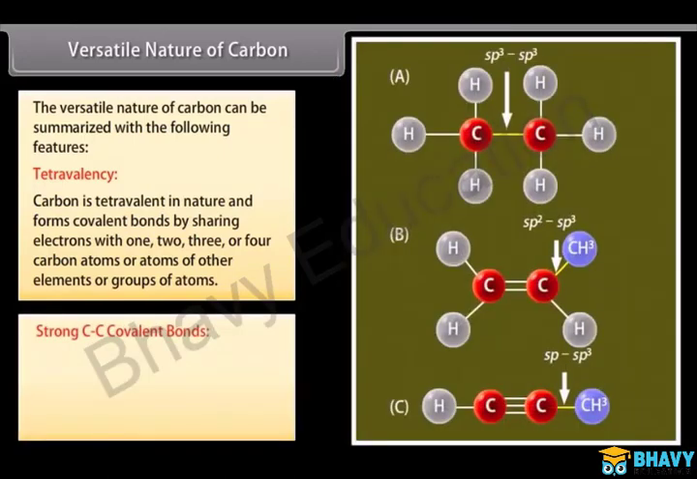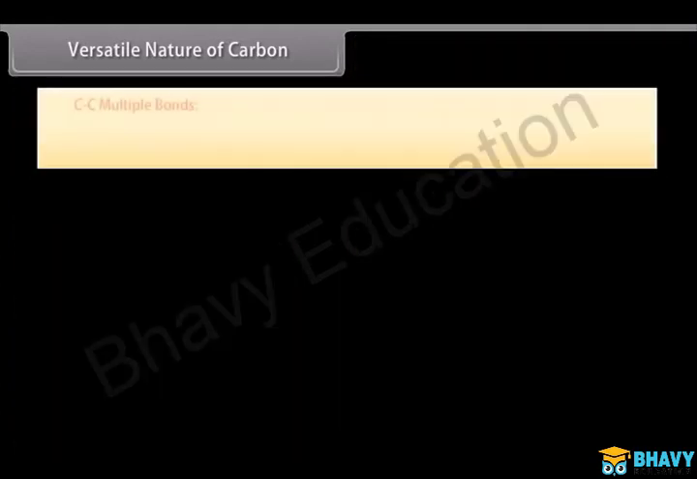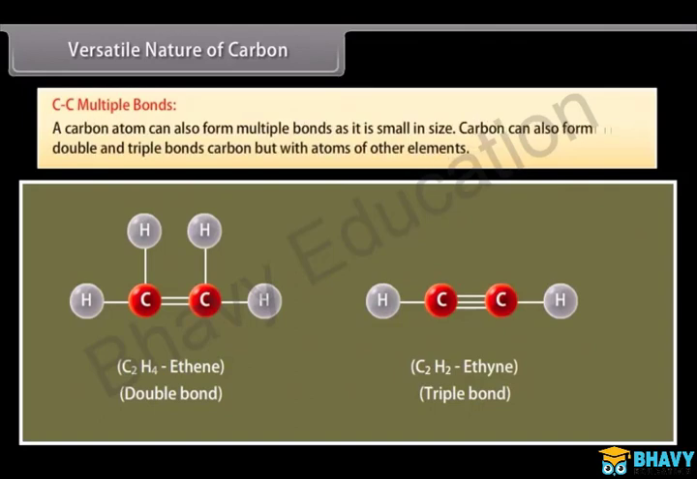Strong carbon-carbon covalent bonds. Carbon atoms form a strong bond resulting in the formation of stable compounds. Carbon atoms can also form stable bonds with other atoms. Carbon-carbon multiple bonds. A carbon atom can also form multiple bonds as it is small in size. Double and triple bonds can also be formed with not only carbon, but with atoms of other elements like oxygen, nitrogen, and so on. These multiple bonds provide a variety in the carbon compounds.